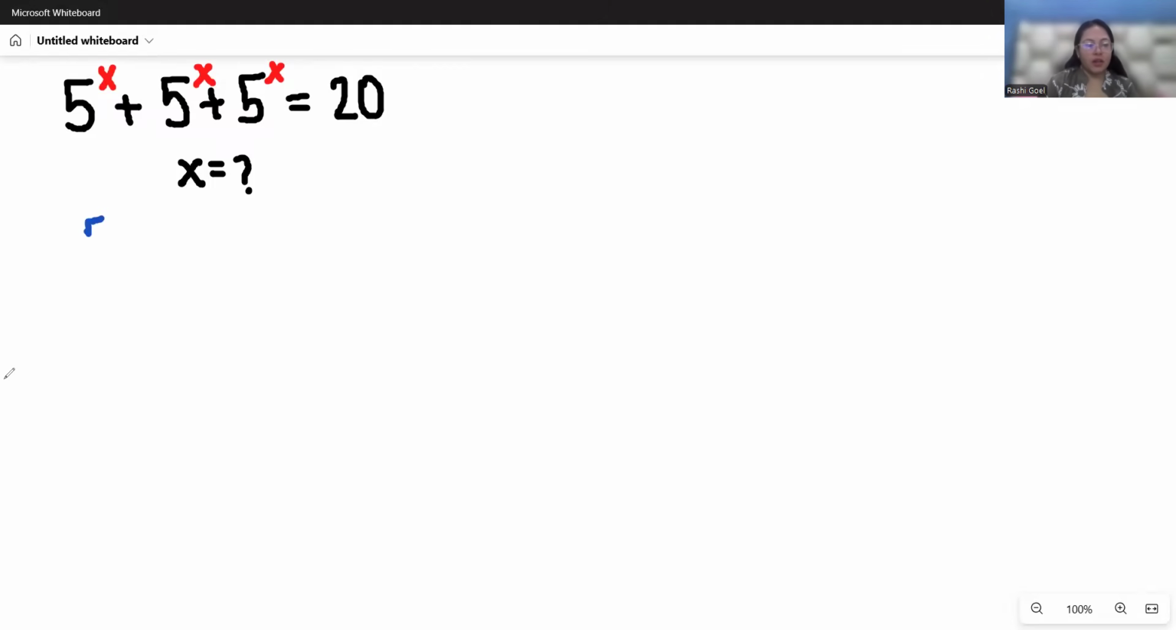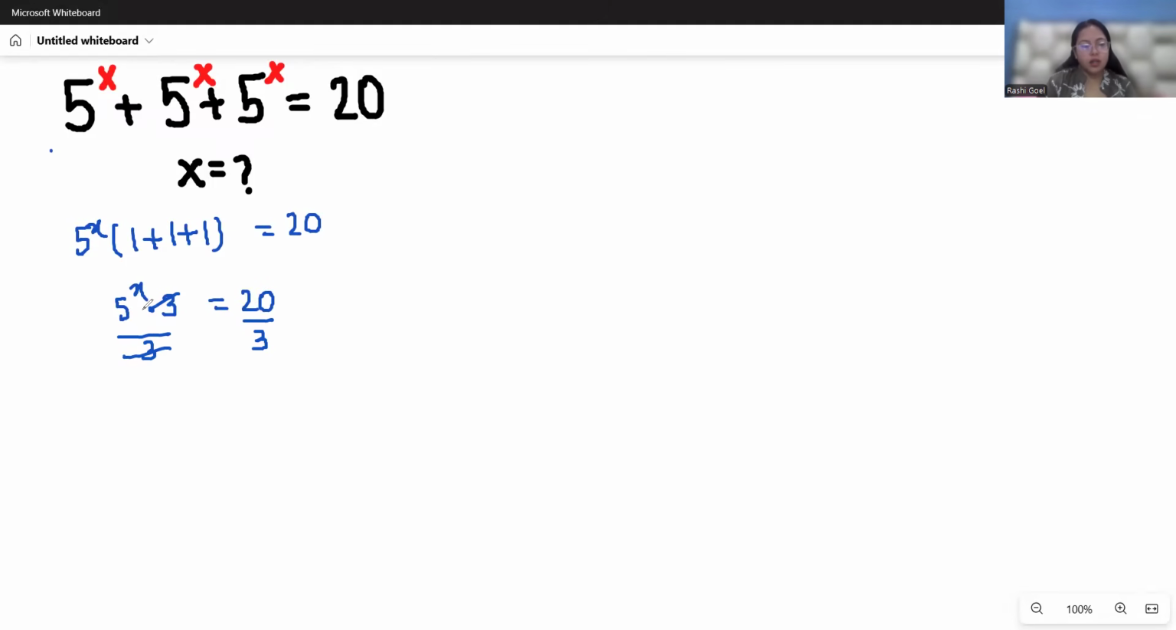So 5^x, if I take it common, so 1 + 1 + 1 = 20. So 5^x times 3 = 20. If I divide both sides by 3, this will cancel out. So 5^x = 20/3.